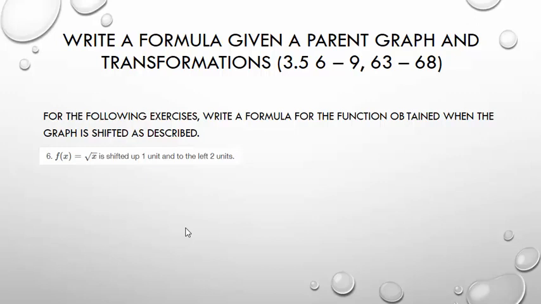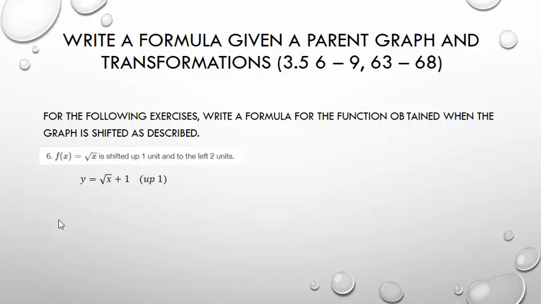Number 6 here, f of x is the square root of x, and we're going to shift that up 1 and to the left 2 units. So I'm going to go step by step here on this one. If we wanted to shift it up 1, we would add 1 to the formula. If you want to shift the graph up by c, you add c. If you want to go down, you subtract c. So if we take square root of x plus 1, that would move it up 1.